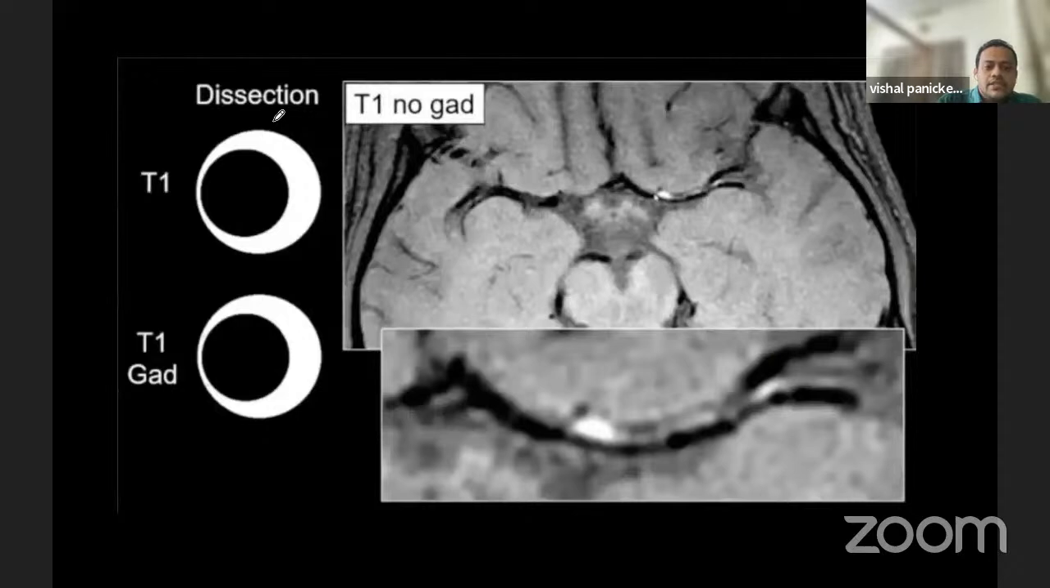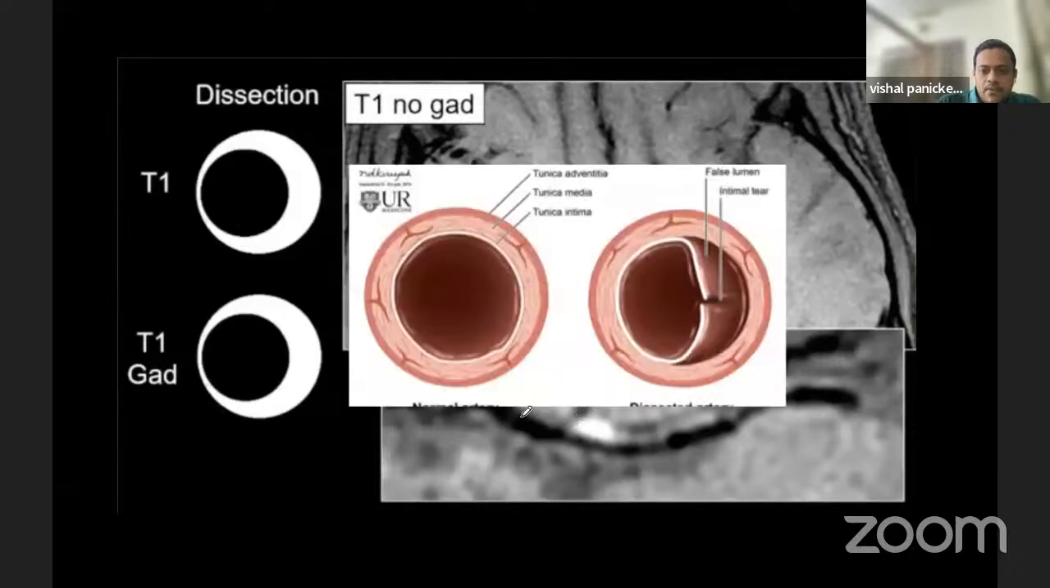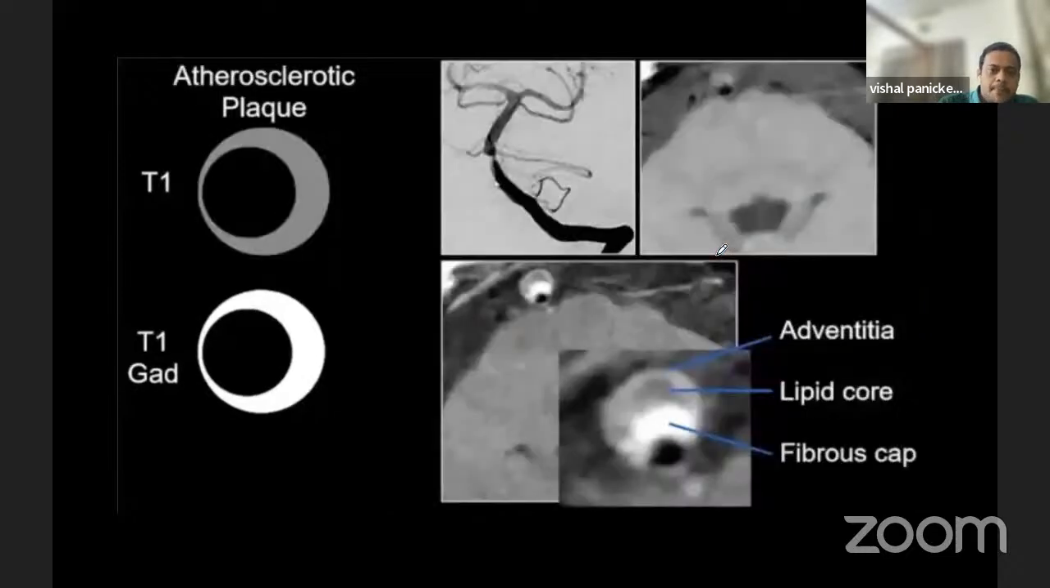Next, about dissection. In dissection, there will be eccentric narrowing with T1 hyperintensity. This is a T1 image without any gadolinium, showing enhancement along the vessel wall with luminal narrowing. And this is a zoomed image showing a similar finding. What happens is that blood escapes with a tear in the intima into the media, and there will be flap enhancement. Blood is T1 hyperintense, so there will be T1 hyperintensity, and T1 gadolinium hyperenhancement will also be seen.